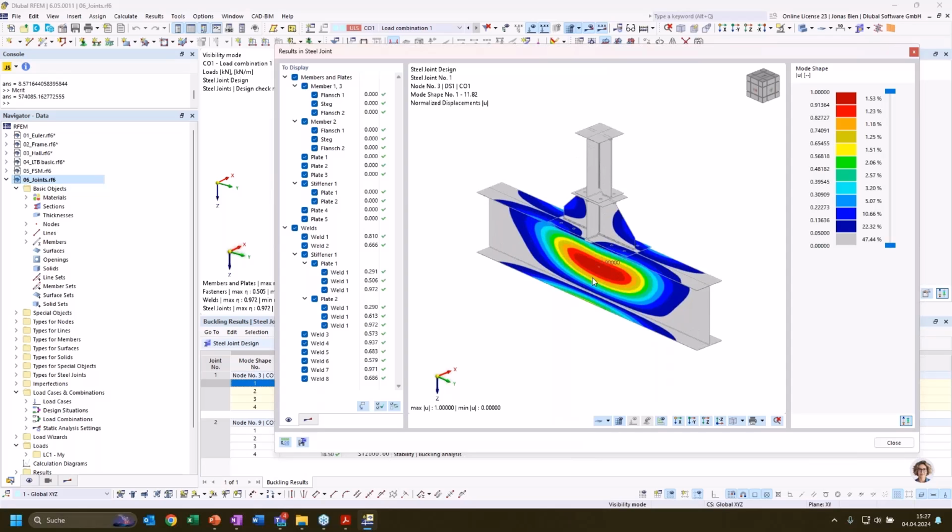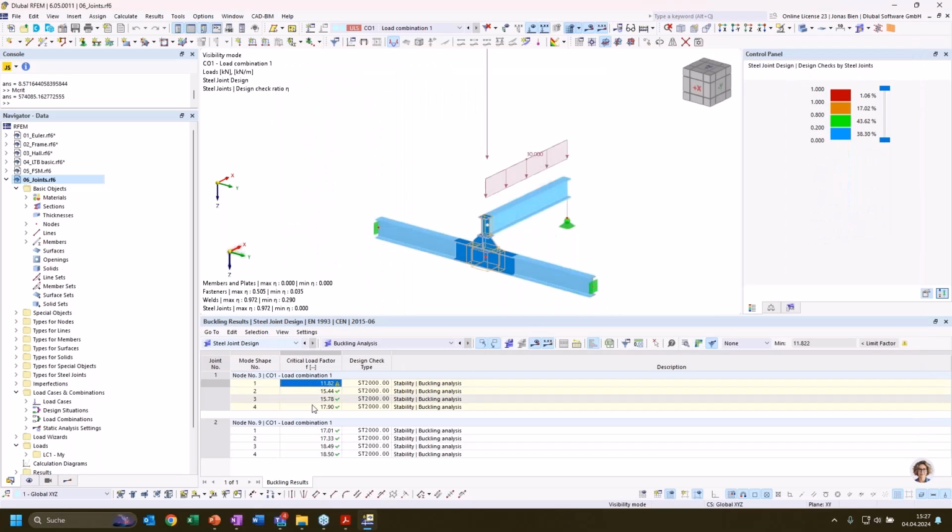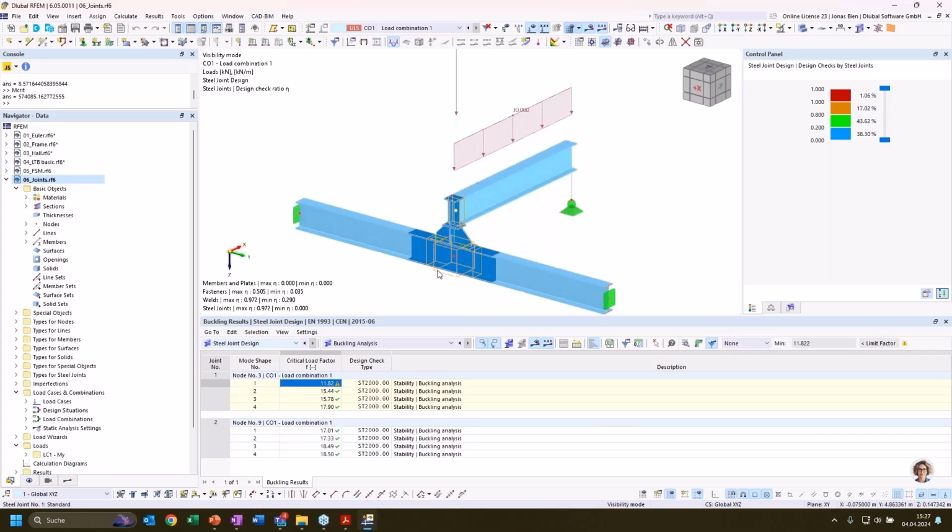And then of course I could take some measures to avoid that, but I also need to take into account the critical load factor in order to judge how critical this mode shape is. We see that for the critical load factor of 11.8, we get this little warning sign here. This just means that the critical load factor calculated is lower than the default limit value, which is 15. But that doesn't necessarily mean that we have a problem here.